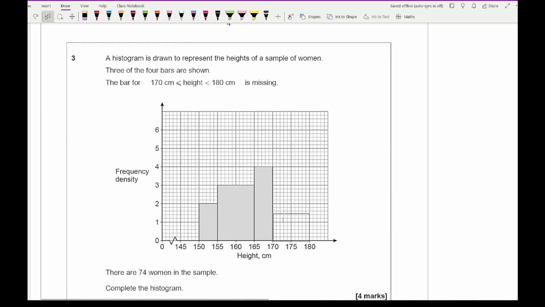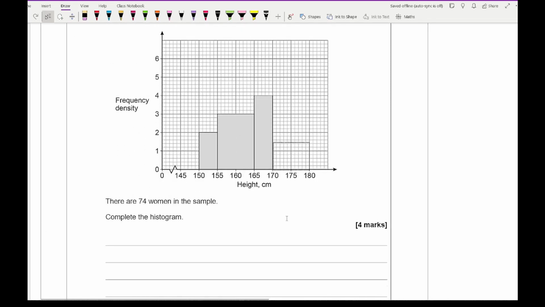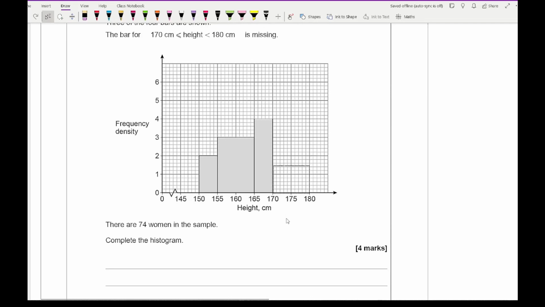Then moving on to question 3, it says a histogram is drawn to represent the heights of a sample of women. 3 of the 4 bars are drawn. The bar for heights between 170 and 180 is missing. There are 74 women in the sample. Complete the histogram. Now for this question, what we need to do is work out the frequency.